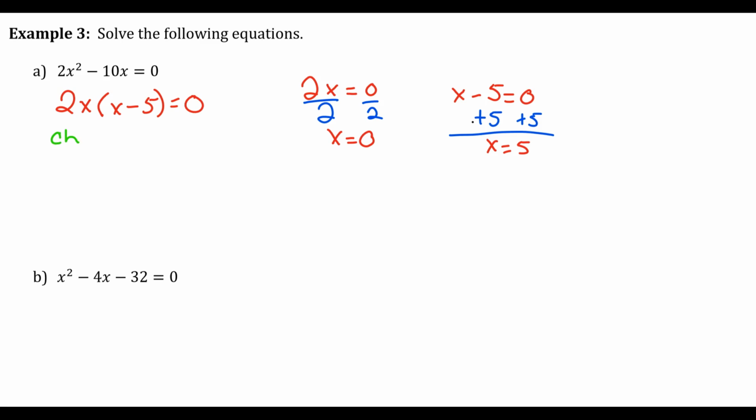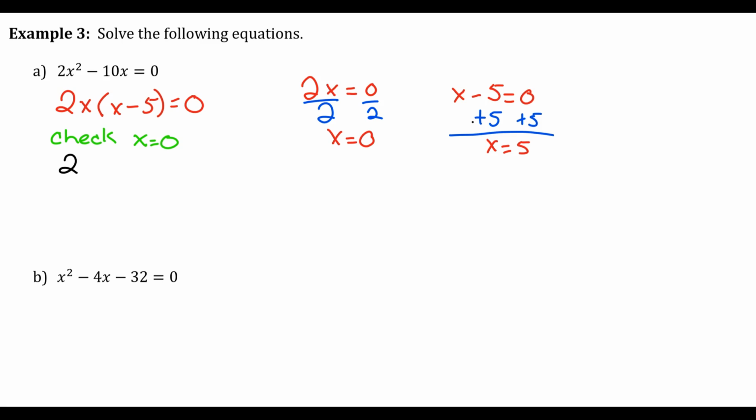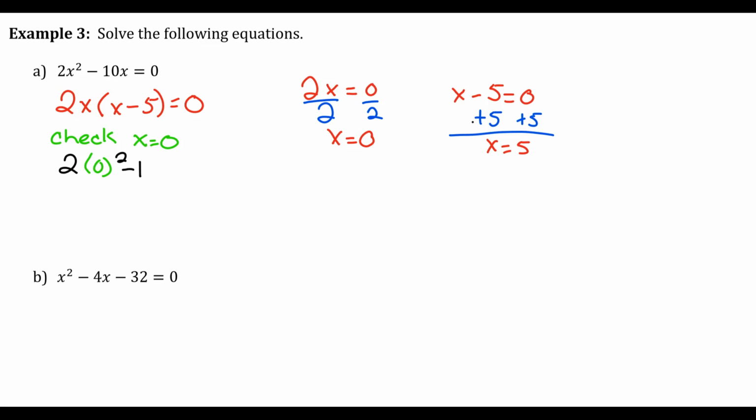Okay, so let's check first, starting with x equals 0. So I have 2 times 0 squared minus 10 times 0. And my question is, does that equal 0? Well, 0 squared is just 0. So 2 times 0 is 0. 10 times 0 is 0. 0 minus 0 is 0. So yes, x equaling 0 does work.